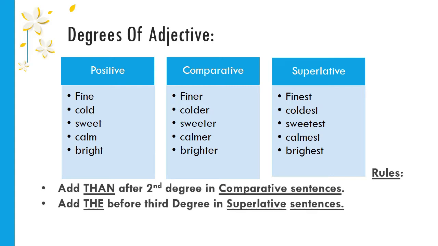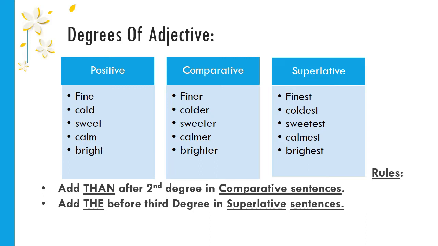Previously, we did degrees of adjective big. Here are some other adjectives and their degrees: fine, finer, finest, cold, colder, coldest, sweet, sweeter, sweetest, calm, calmer, calmest, bright, brighter, brightest.